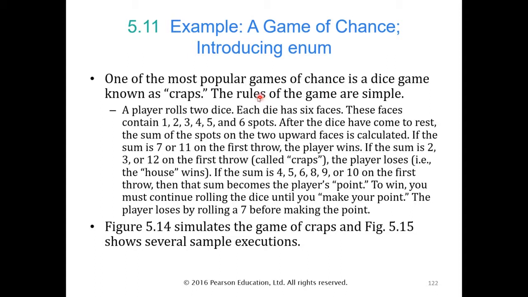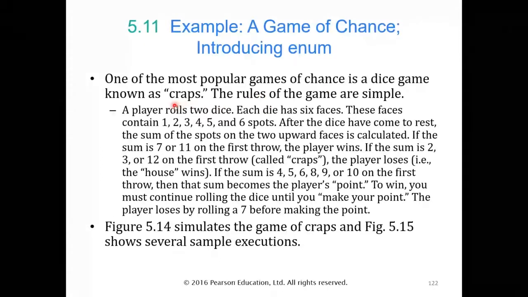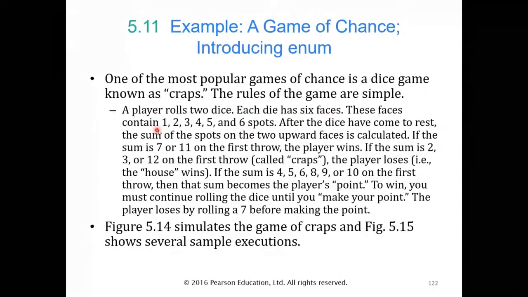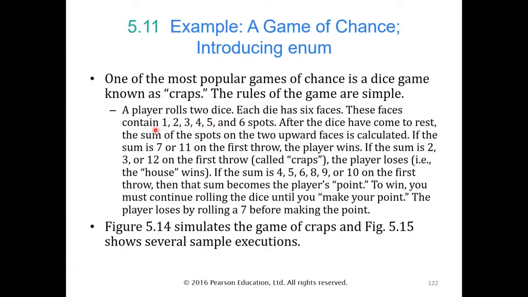First we're going to talk about what game we're going to play. This game is known as craps. The rules of this game are simple. A player rolls 2 die. Each die has 6 faces, so it can generate integer numbers from 1 to 6. So there are 6 possible outcomes, and we're rolling 2 of these. That means we have 2 die, each of which will randomly produce an integer between 1 and 6.